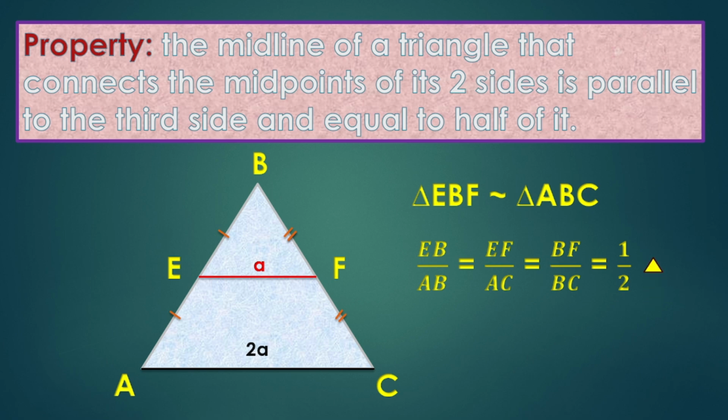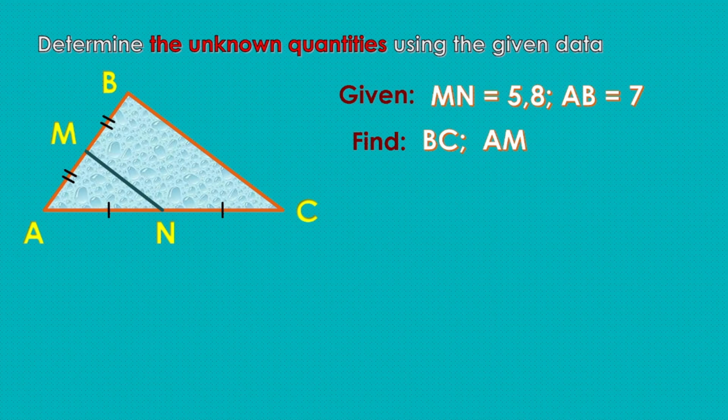Problem 1. Determine the unknown quantities from the given data. What are we given? The hypotenuse ABC. MN is its midline, and MN is given to us as 5.8. We are also given the segment AB, and we need to find these red BC and AM.